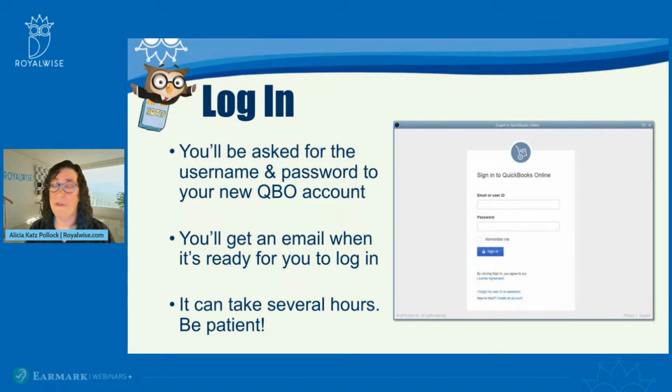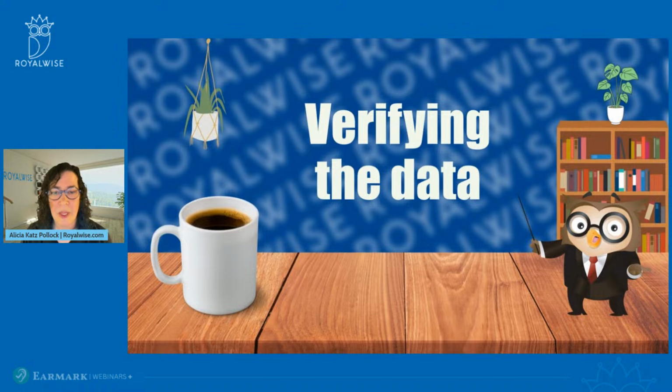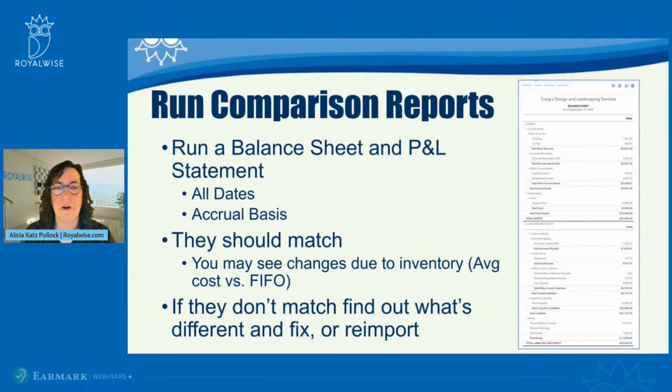It's rare. I've only heard of it once, but I always use the business owner's login from when they created the subscription. When it's ready, you'll get an email. It can take several hours depending on how much data, so you do need to be patient. Then the next thing that I do is verify the data. So what you want to do is, in Desktop and in QBO, run a profit and loss and run a balance sheet. You want them all for all dates, accrual based. Doesn't matter if they're cash based. This is just to capture every single transaction in the entire system.